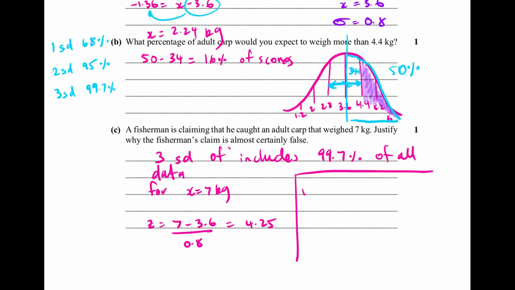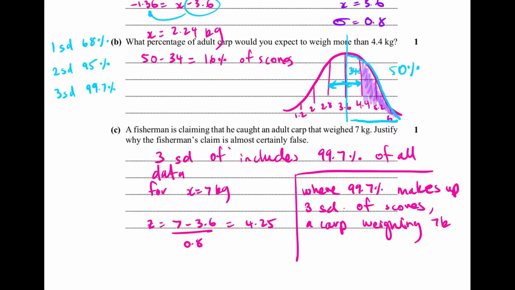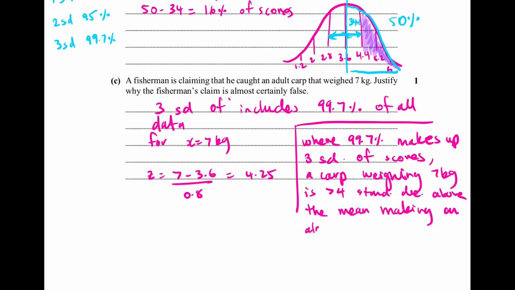So where 99.7% makes up 3 standard deviations of scores, a carp weighing 7 kilos is more than 4 standard deviations above the mean, making it an almost certainly impossible, false claim.